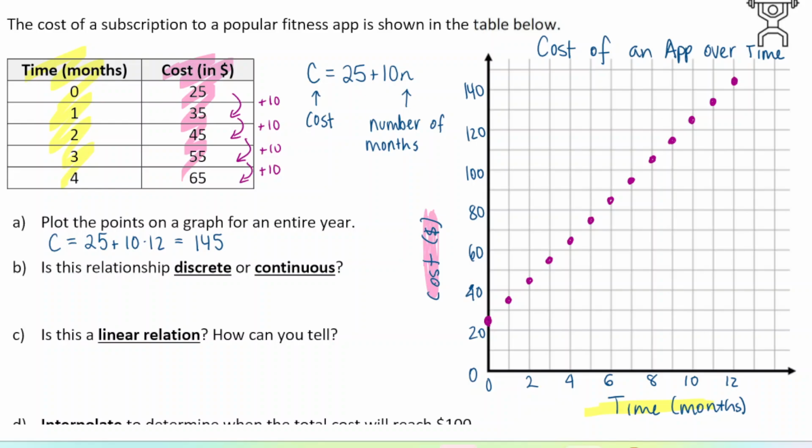We should not connect these points because this is a discrete relationship, because you only get charged once a month for this app. Probably that's kind of how subscriptions usually work. So it wouldn't really make sense to split up the time into smaller and smaller increments, like days or minutes or seconds, because you're just charged once a month.